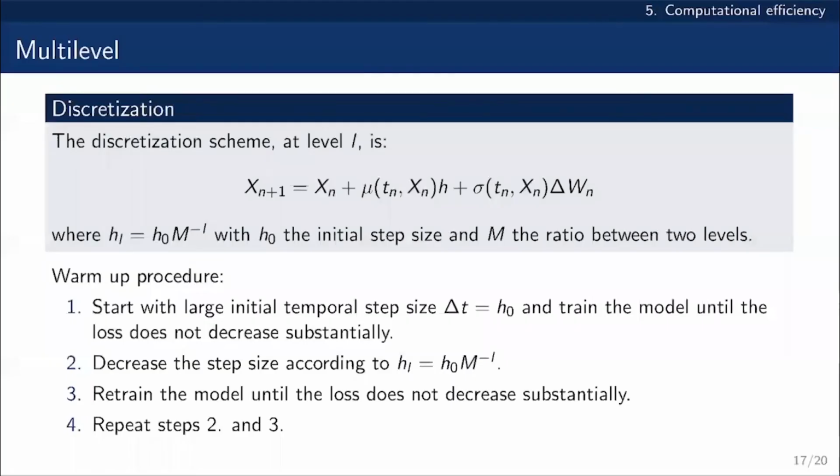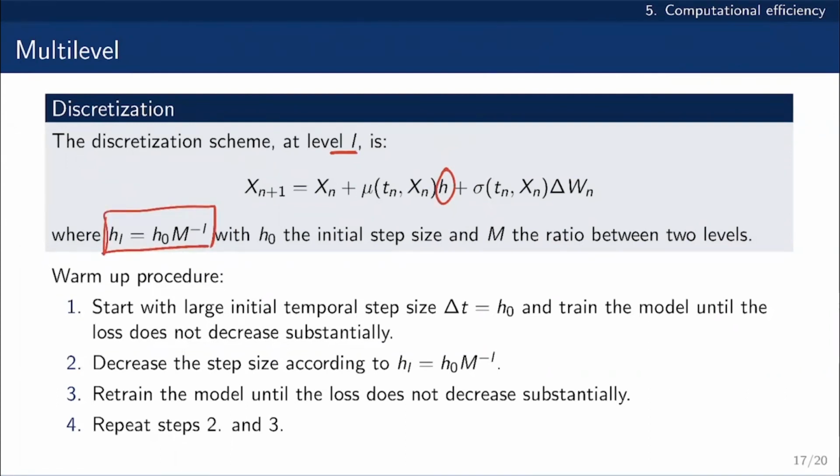So what we have tried too is multi-level techniques. In our case, it can be seen as a warm-up procedure. Remember, we have this discretization scheme in time. And here we slightly change it so that we can basically adjust the time steps, okay? And we have different levels, L, okay? And we basically define the time steps at level L by this relation.